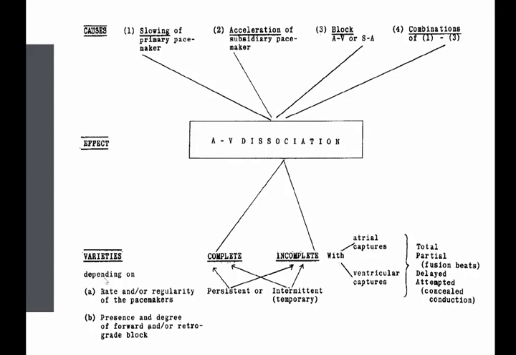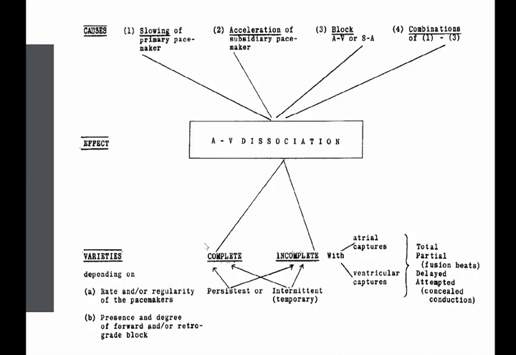Okay. And there are multiple varieties of AV dissociation. Again, different terms have been used, so let's understand what these terms mean. These varieties actually depend on the rate and regularity of the pacemakers, meaning the one that is controlling the atria and the other that is controlling the ventricles, and on the presence and degree of forward, that is antegrade, or the descending limb, and retrograde block, the retrograde meaning the ascending limb of the cardiac conduction system.